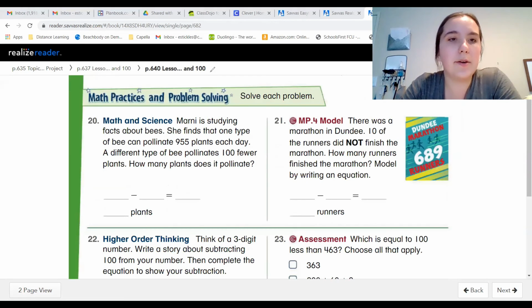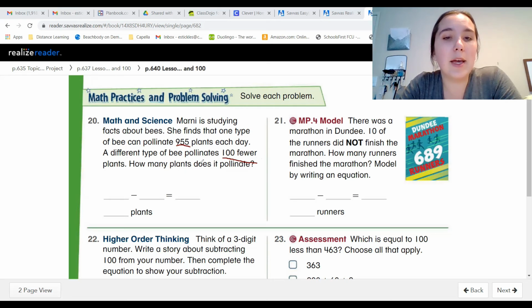Let's look at number 20 together. It says Marnie is studying facts about bees. She finds that one type of bee can pollinate 955 plants each day. A different type of bee pollinates 100 fewer plants. Remember, folks, whenever you hear the word fewer, it means you are going to be doing a subtraction problem. And when we have 2 numbers, when we do subtraction, we always have to put the bigger number first and subtract our smaller number, okay?